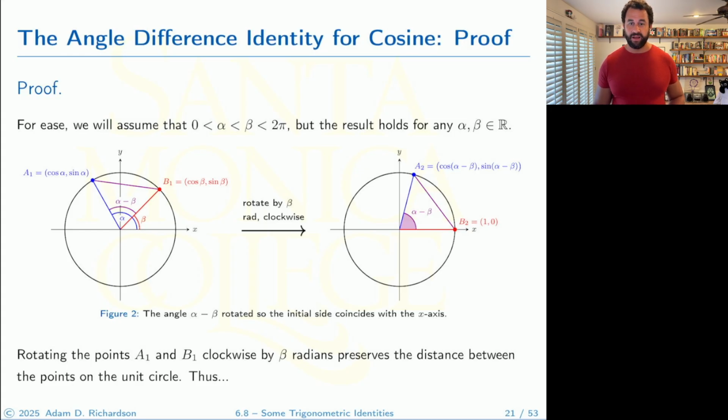So here we go. For ease, we're going to assume that this relationship holds between alpha and beta, but it holds for any alpha and beta. We're just going to do this to show this case because it's the easiest case to prove. But this holds for any angles alpha and beta. They don't have to have this relationship. In particular, we're going to say alpha is less than beta. We're going to assume that they're positive and that they're less than 2 pi, just so we can set up a picture like this.